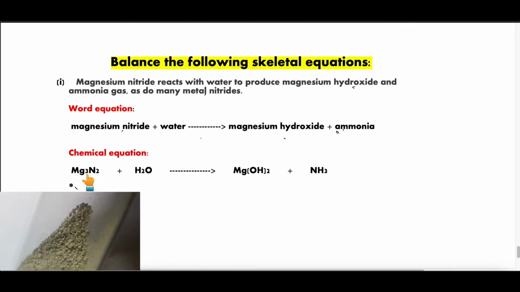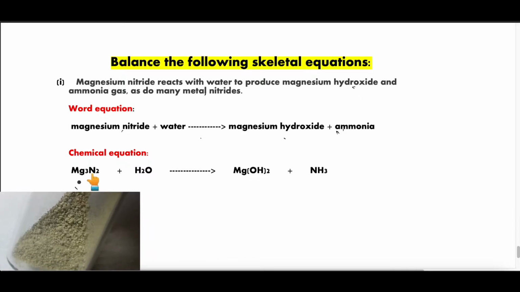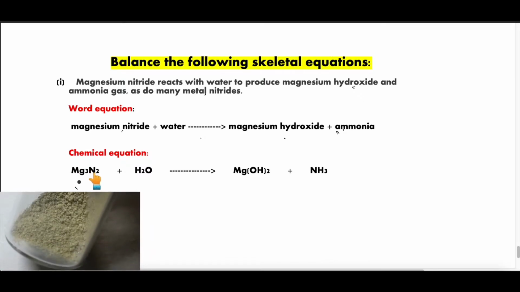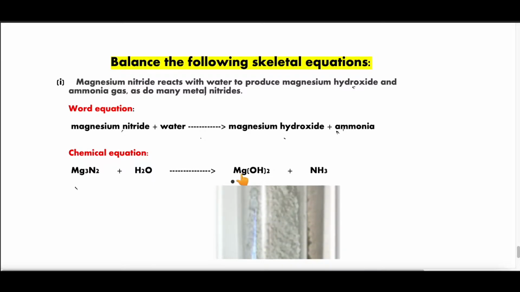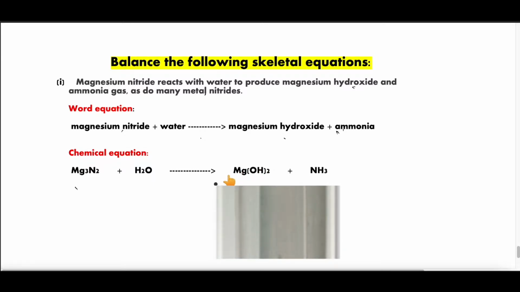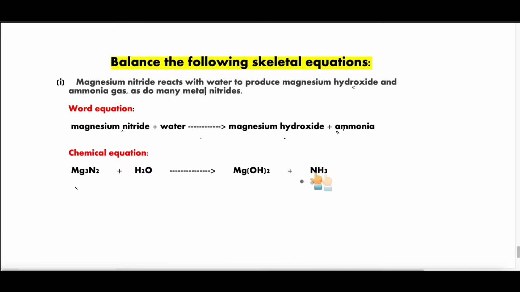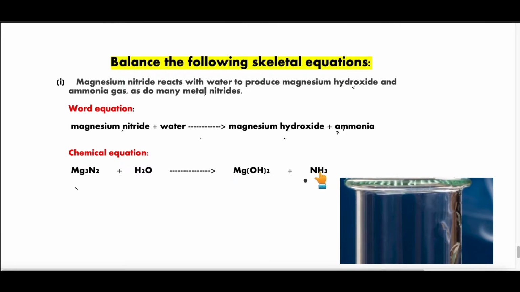So magnesium nitride is written as Mg3N2. Here you must have proper knowledge of the symbols and valencies. The valency of magnesium is 2 and the valency of nitrogen is 3. This you have already studied in class 9. Now this magnesium nitride reacts with water. The symbol of water is H2O. Valency of hydrogen is 1 and that of oxygen is 2. It reacts to give magnesium hydroxide, with magnesium valency 2 and hydroxide valency 1, and ammonia, where the valency of nitrogen is 3 and of hydrogen is 1.